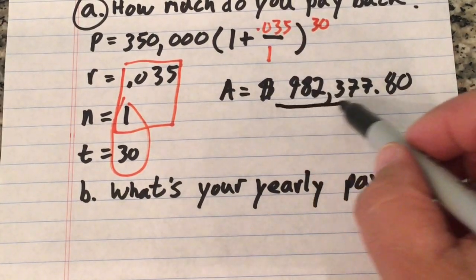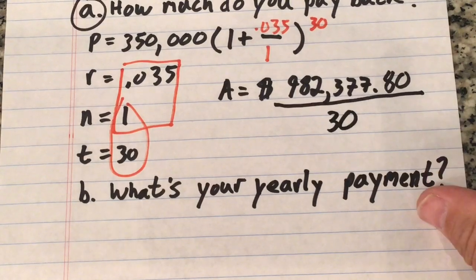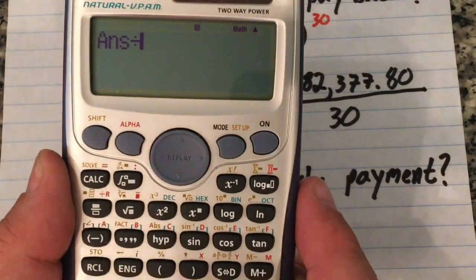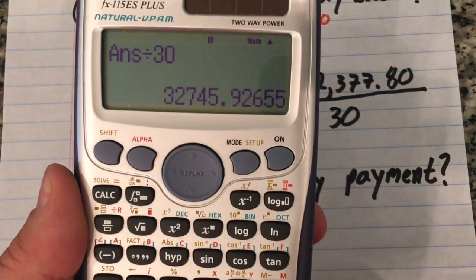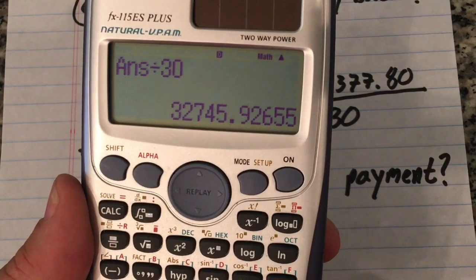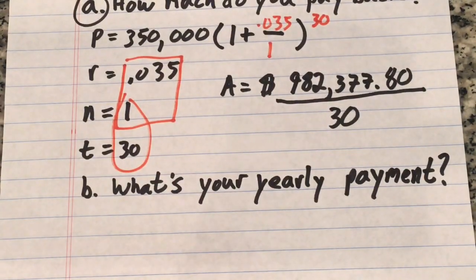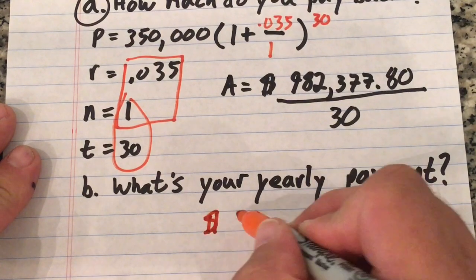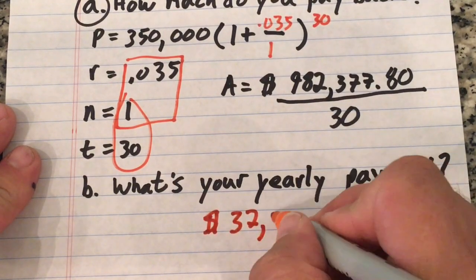So I just take that and divide that number by 30, because that's how many years the loan is for. So I'm going to take that value and divide it by 30. That means the house payment is going to cost you $32,745.93 per year. That's not your rent. That's what it costs per year to live in this house.